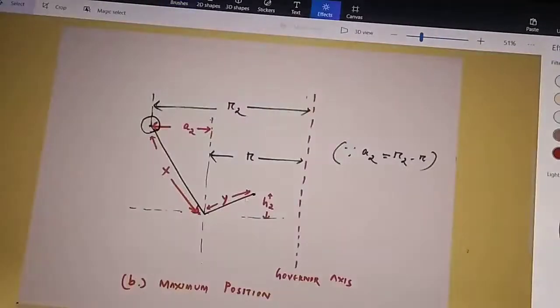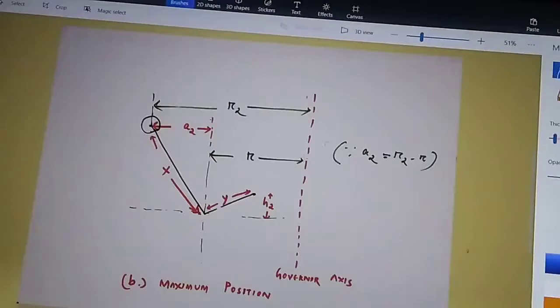Similarly, we have the maximum position, and at the maximum position, the position of the bell crank lever will be as follows. You can see clearly here. Here also two triangles are formed, that is, here is one triangle and this one is another triangle here.